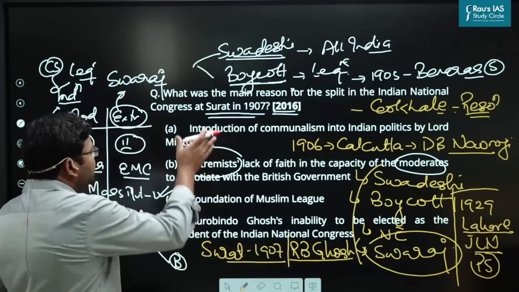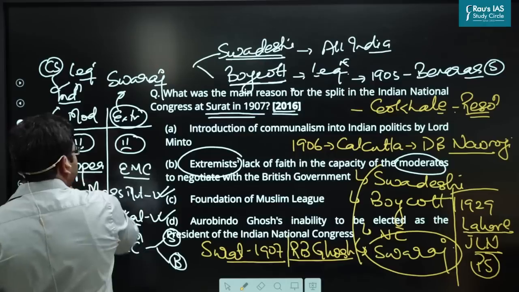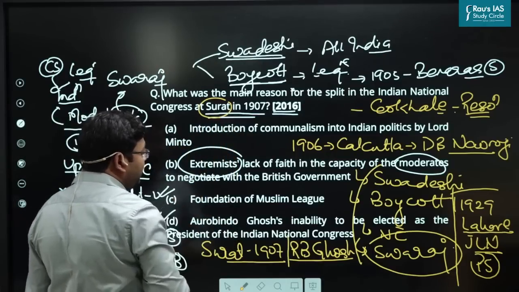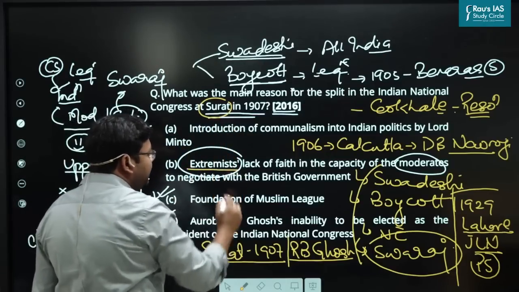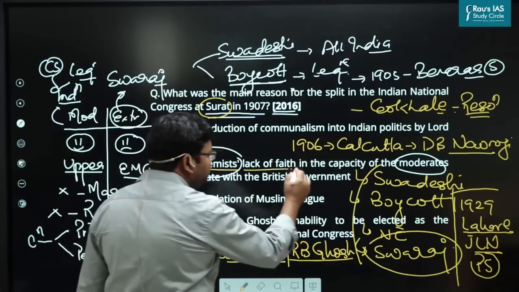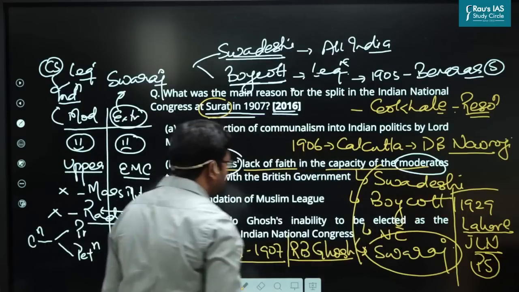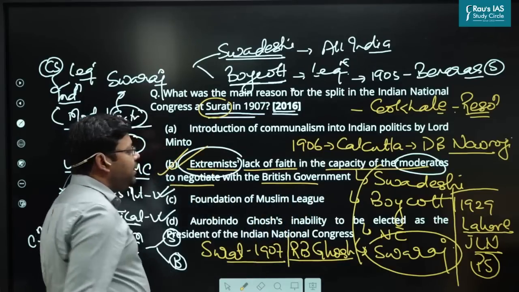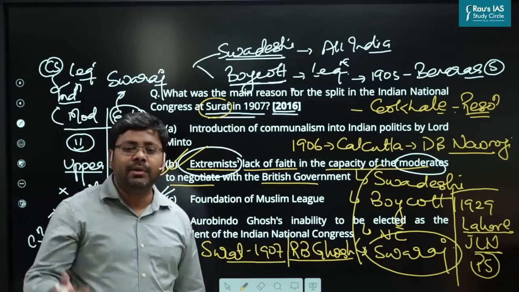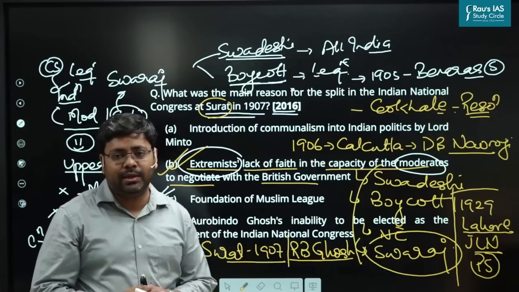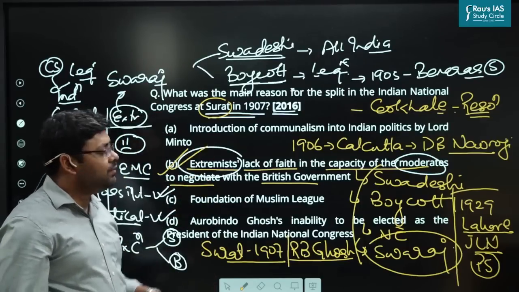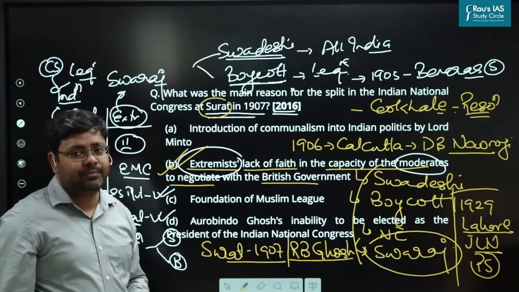So, if the question is asking what was the main reason for the split in Indian National Congress at Surat, then the answer would be that the extremists were losing faith in the capacity of the moderates to negotiate with the British, and they were constantly demanding more radical methods of politics against the British. This was the main reason that led to the Surat Split of 1907.